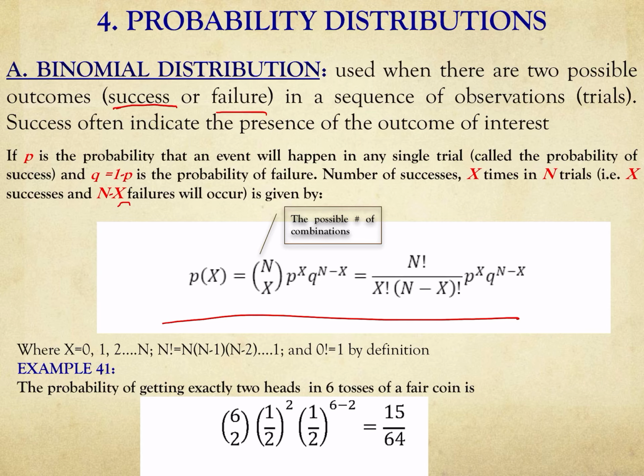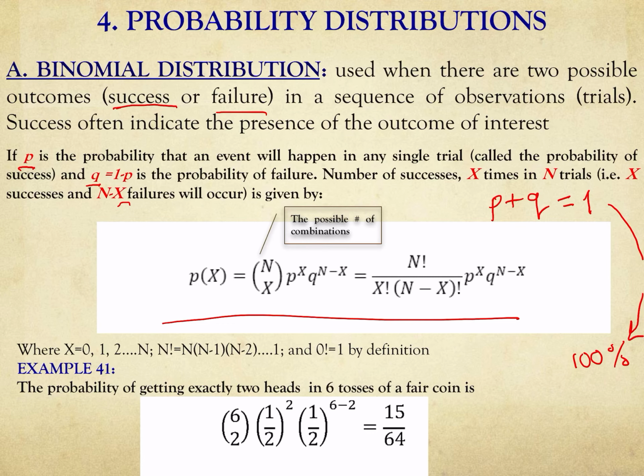And then p is the probability of the success, what you're targeting, and q is the probability for failure. Since everything within a probability must add up to 1 or 100%, it means that your p plus q will be equal to 1 or 100%.